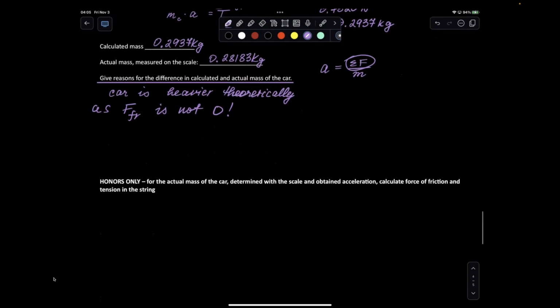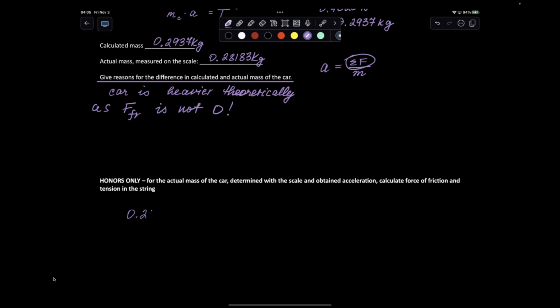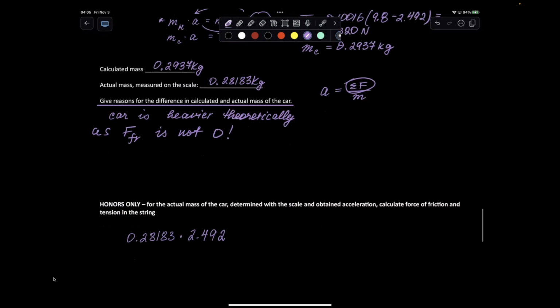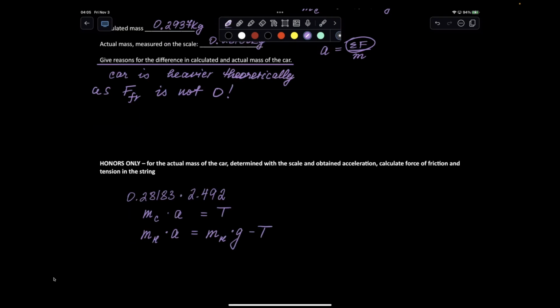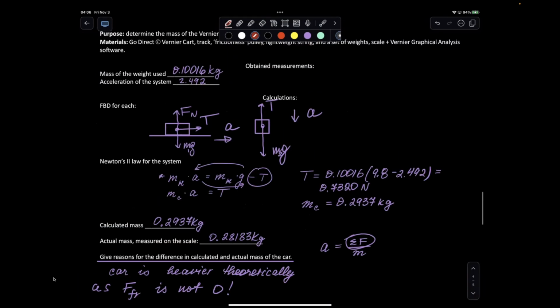Now for honors only, the actual mass is 0.28183 times the acceleration that we measured. So this is the mass of the car, this is acceleration, and it will be equal to tension. What changes now is that the car has a force of friction in here. So now when I add these two equations, I have my acceleration times the sum of the masses, car plus the hanging weight, will be equal to, the tensions still cancel, but now I have the hanging mass times g minus the force of friction.